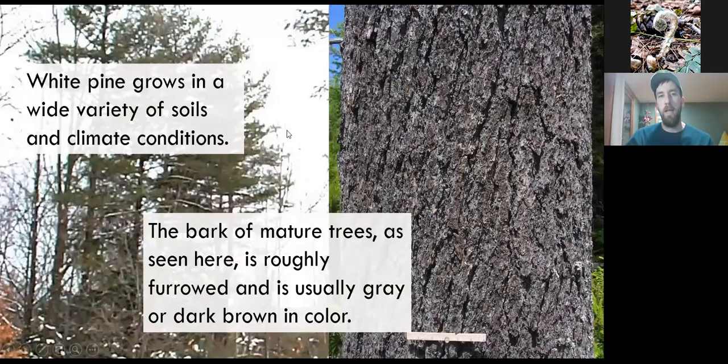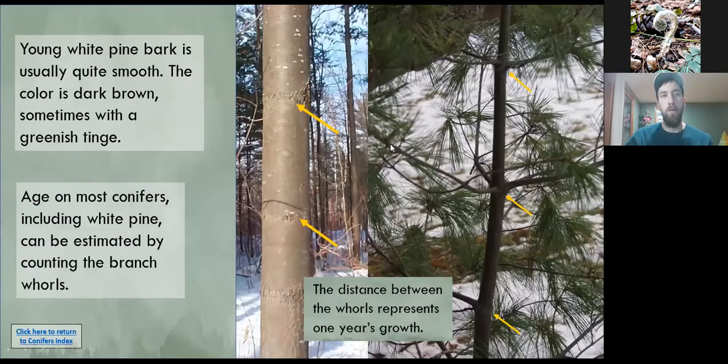So in terms of identifying it, it has a very widespread distribution, found statewide. Preferably it likes to grow in well-drained, nutrient-rich soils. So typically, outwash soils associated with river drainages are probably the best places you're going to find white pine growing. Large trees have deeply furrowed, dark brown bark, whereas younger trees are very smooth.